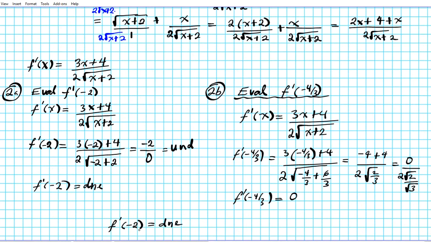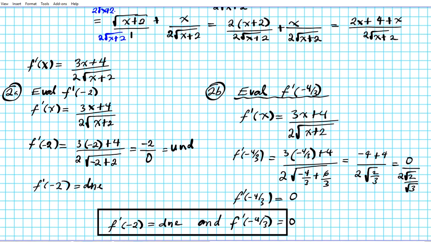We have a kind of sort of like a vertical tangent here, and then f prime of negative 4/3 is 0. So that's expected. Anytime you evaluate the derivative at an extremum, you end up with either 0 or the situation where the derivative does not exist.